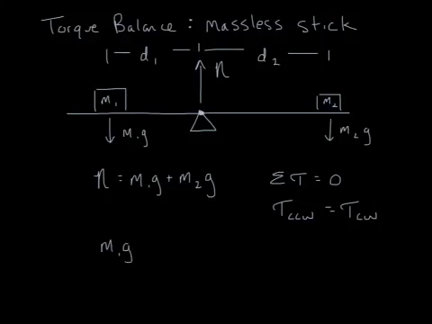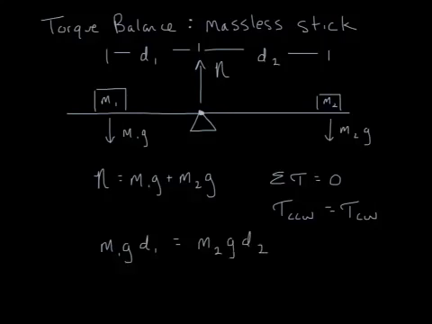So my torque from M1 is going to be M1G, because that's the force produced by mass 1, its weight, times D1. In this case, theta would be 90 degrees because my lever arm, my massless stick, is horizontal and weight is a vertical force. So the angle is 90 degrees and the sine of 90 equals 1, so we don't have to worry about the sine of theta. And then my clockwise torque is produced by mass 2, so the clockwise torque is going to be M2G times D2.